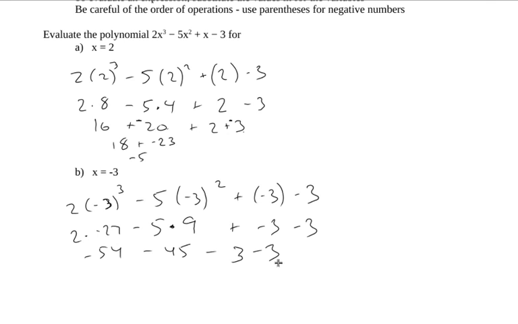It looks like all the numbers are negative, so I can just add them together. 54 and 45 is 99, minus, or plus 6, whatever. We get negative 105.